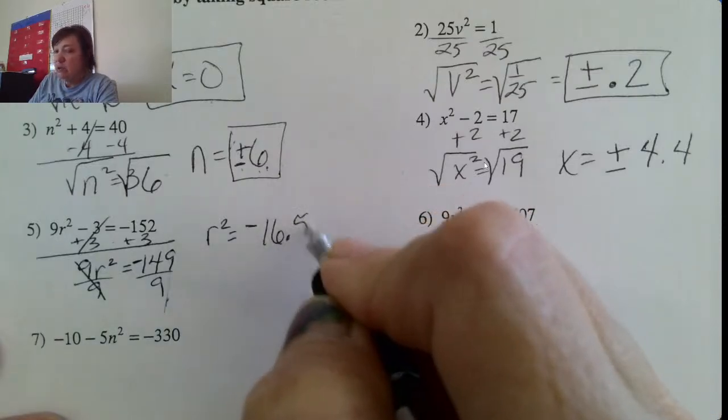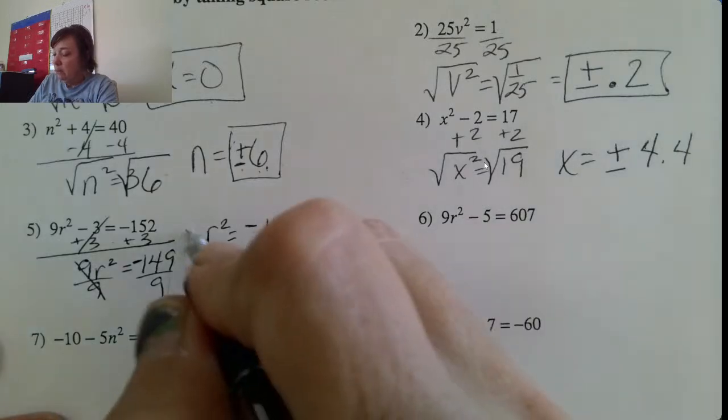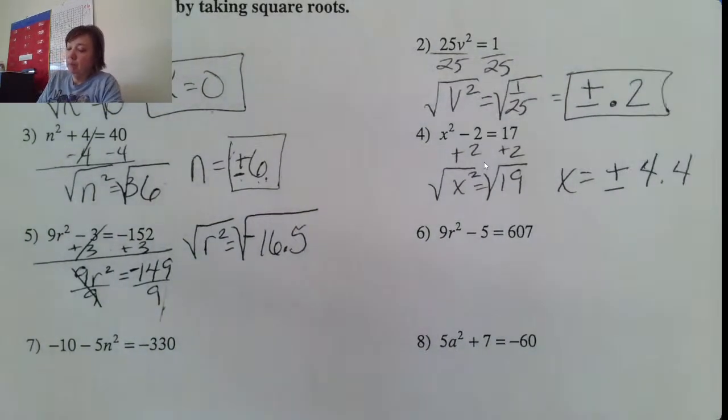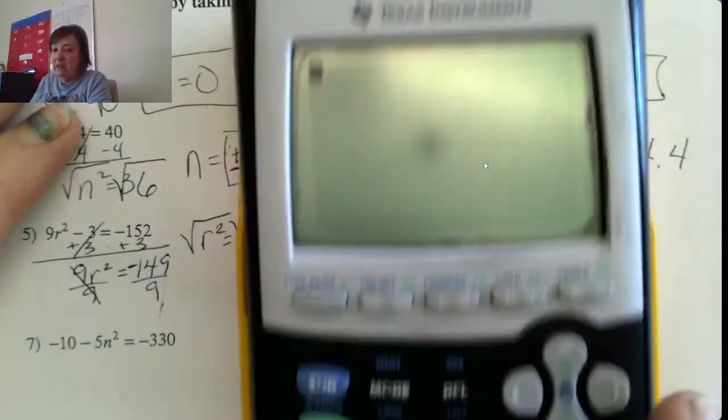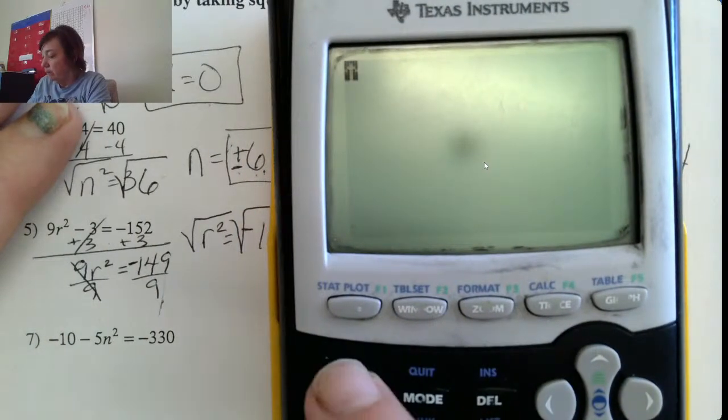16.5. Okay, then what's our next step? What are we going to do next? What do we still got to do? Square root it. So we take the square root of both sides. Now, here's where you're going to have an issue. If you plug this in your calculator, you're going to get one of two things.